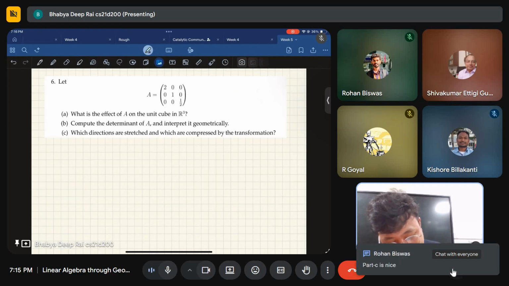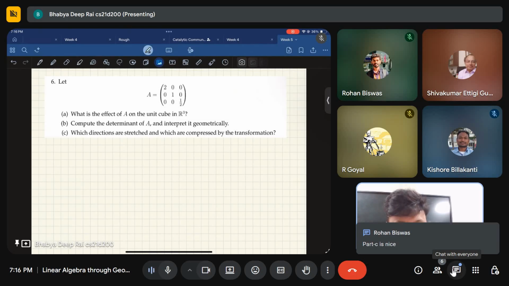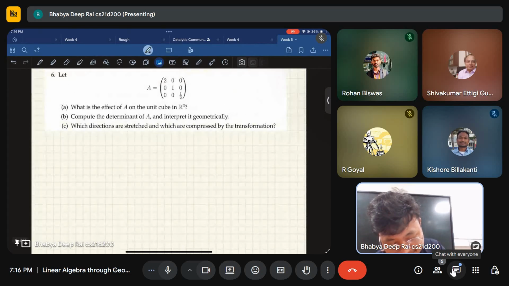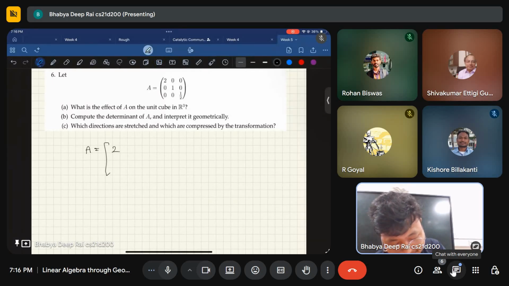This is a given matrix. The question is saying, what is the effect of A on the unit cube? What is the effect of A on the unit cube in R cube? And what you have here is 2 0 0, 0 1 0, 0 0 half. Now the actual question is, what is the effect on volume?